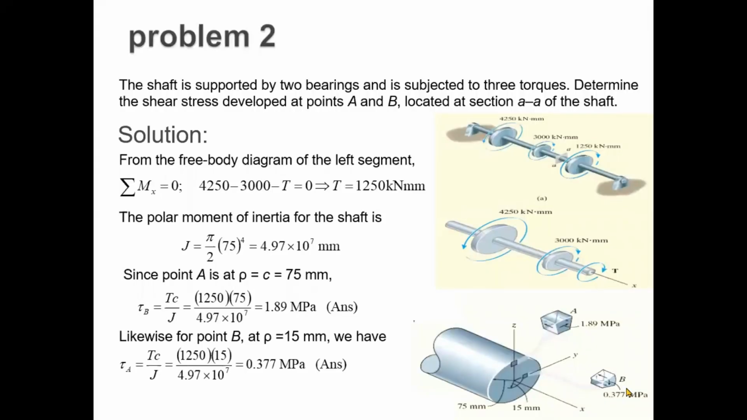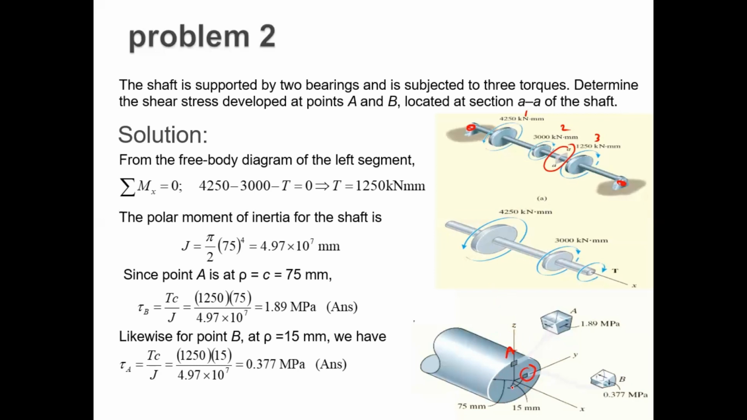Start with problem number 2. The shaft is supported by 2 bearings and it is subjected to 3 torques. Determine the shear stress developed at points A and B located at the section AA of the shaft. So there is one bearing and two bearing, and there is a shaft subjected to three torques, 1, 2, and 3. And there is a section AA. In section AA, we have 2 points, that is A and B. We have to determine shear stress at those points.